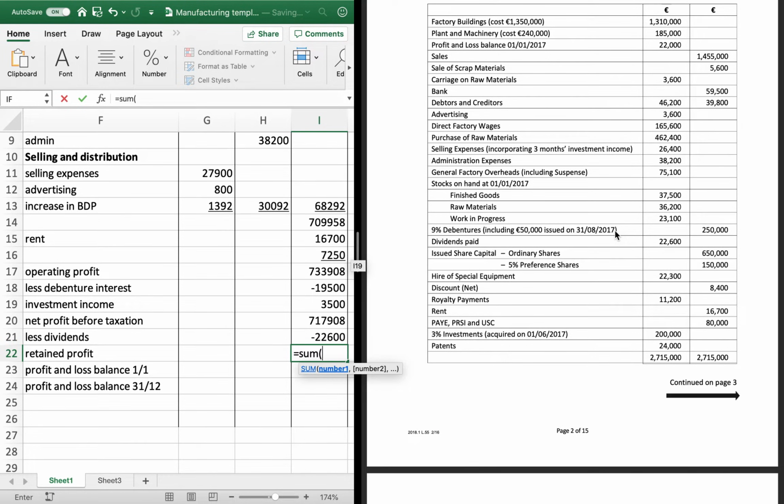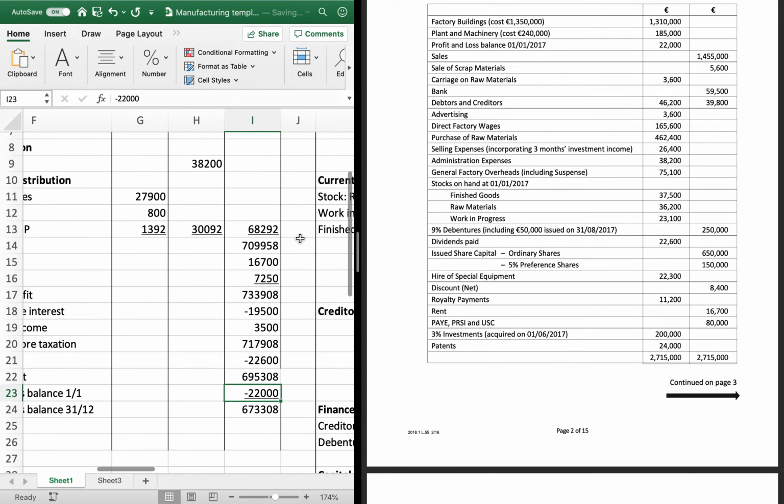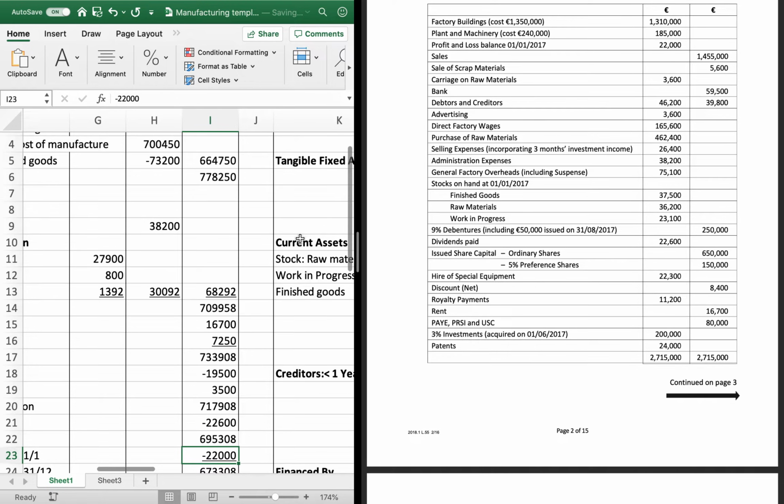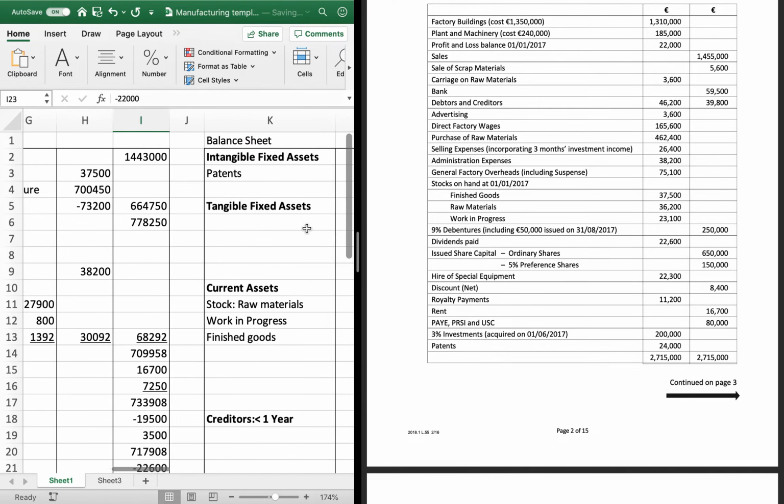That'll give you a retained profit. And remember then, you have to take away your profit and loss balance of 22,000 at the start because it's a debit. It's like an expense. Yeah, it'd be a miracle if this whole thing balances at the end of this. I've made quite a few mistakes, but we'll see. So that's 673,308. Okay. Excuse me. We'll move on to our balance sheet. Normal balance sheet layout. So we've got our patents.